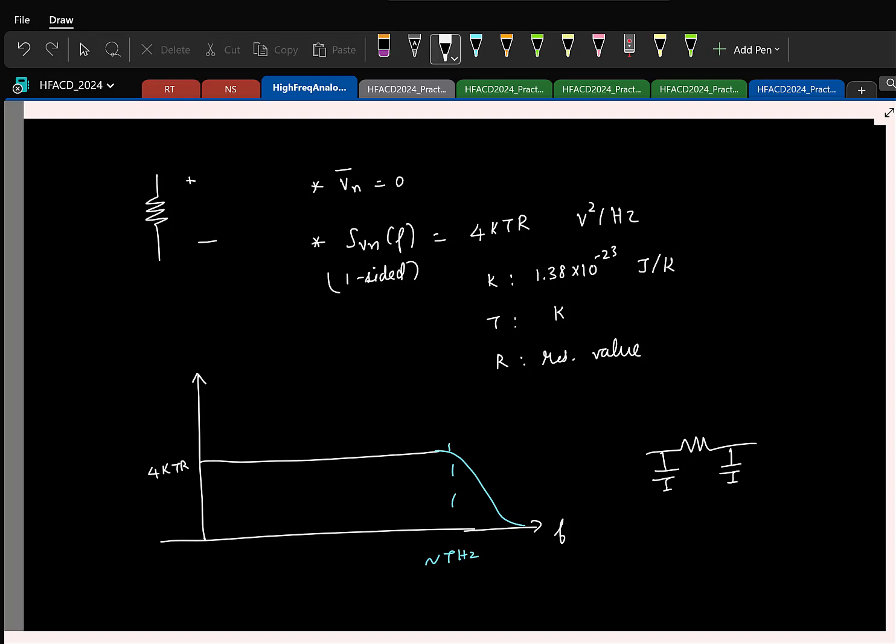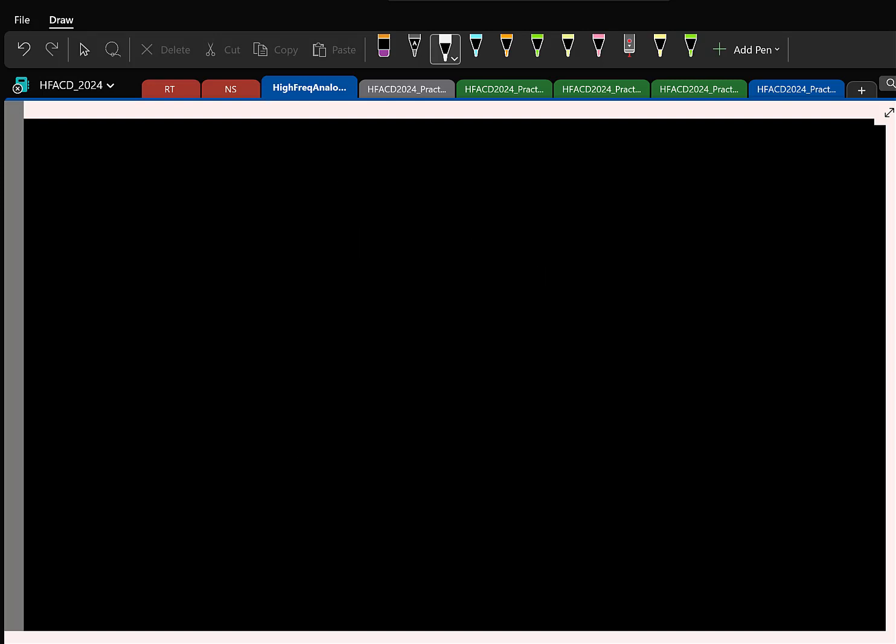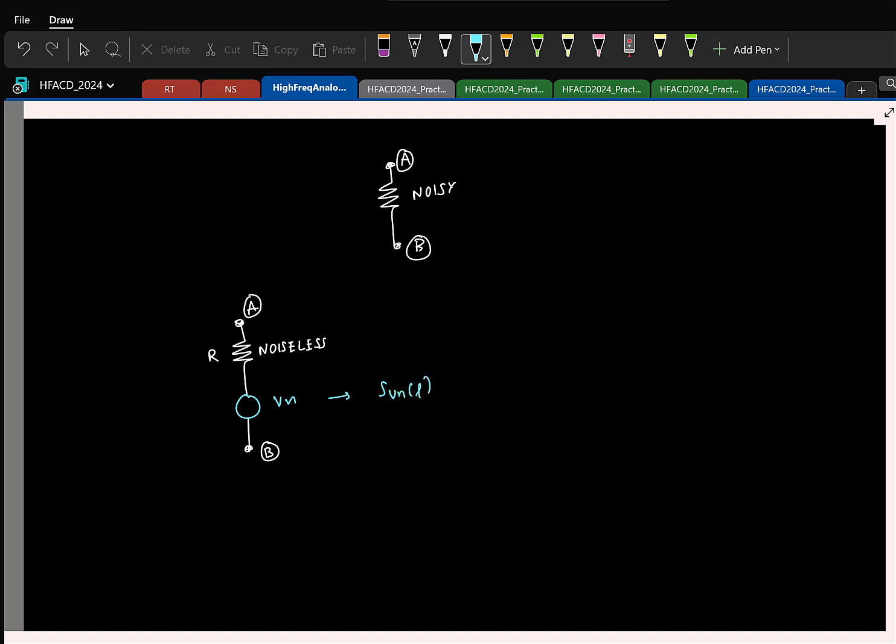Again, for analyzing it, what we do is the following. Say we take this resistor which is noisy. We will assume that the resistor is noiseless. But the noise is generated by a hypothetical voltage source in series with this resistor. So now these are your terminals A and B. And this has a PSD, as you know, which is 4kT times R.